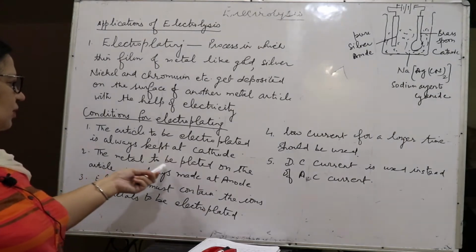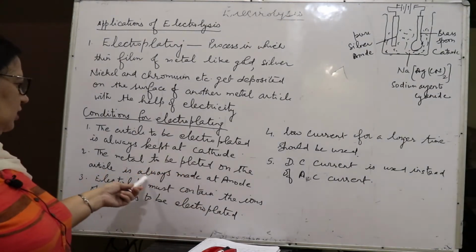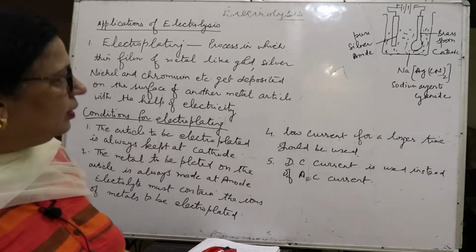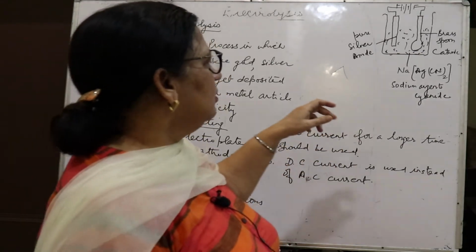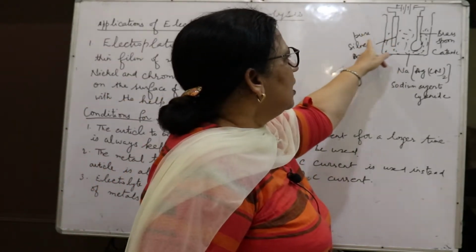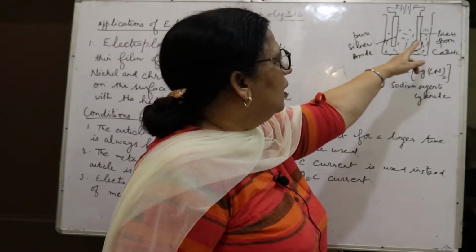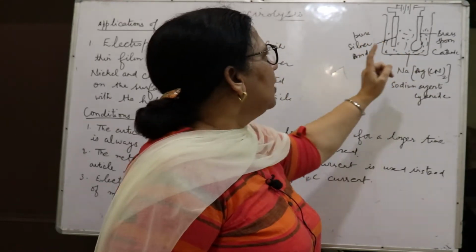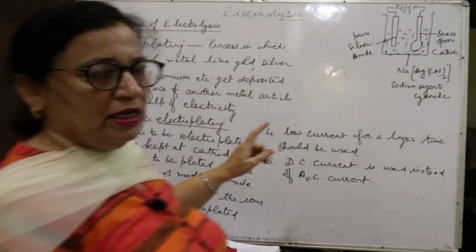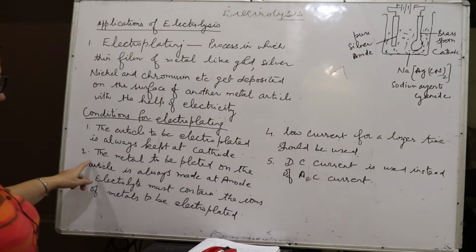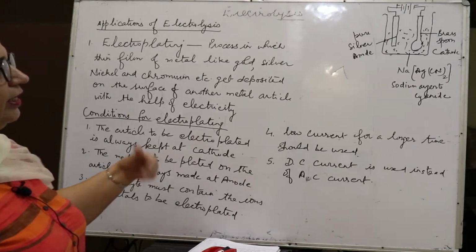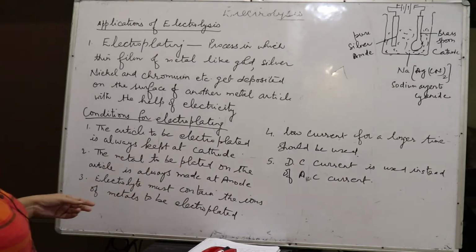Second, the metal to be plated on the article is always made the anode. The metal which is to be plated should be kept at the anode. As I want to put silver plating on the brass spoon, a pure silver plate is taken as the anode. Why is this taken as the anode? Because the anode dissolves in the electrolyte and gets deposited at the cathode.